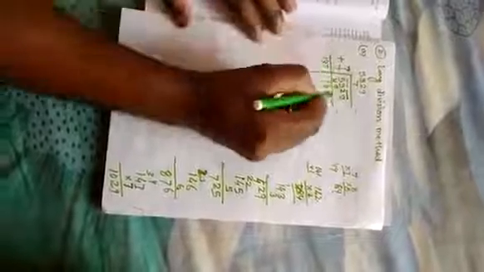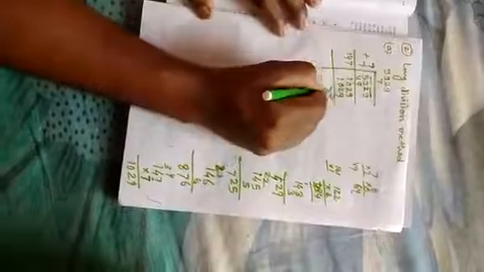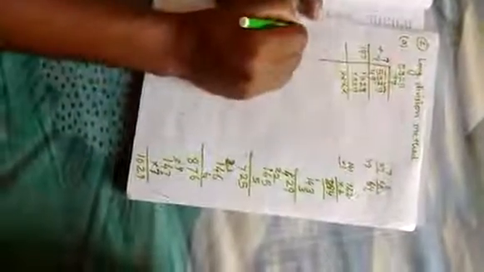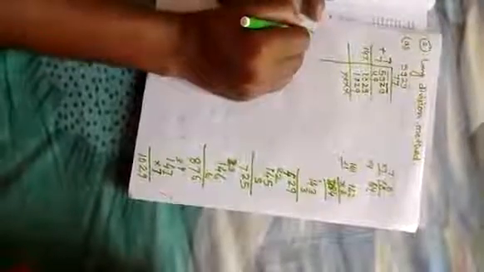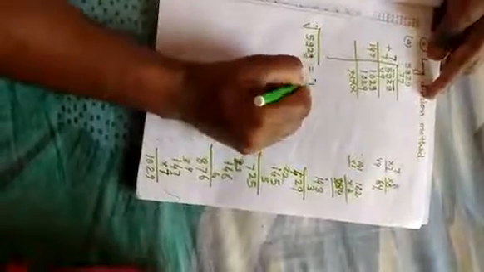So 7 we will take here, it will be 1029. This all will cross. And this 7 is written here. Means you can say that the square root of 5929 is equal to 77.